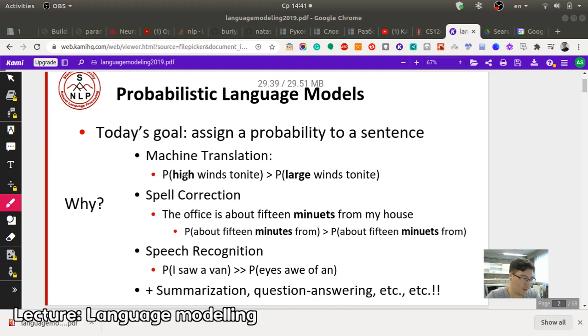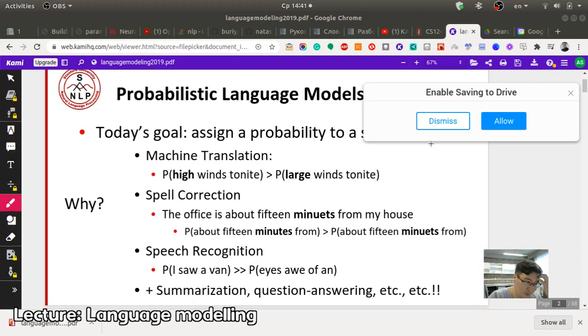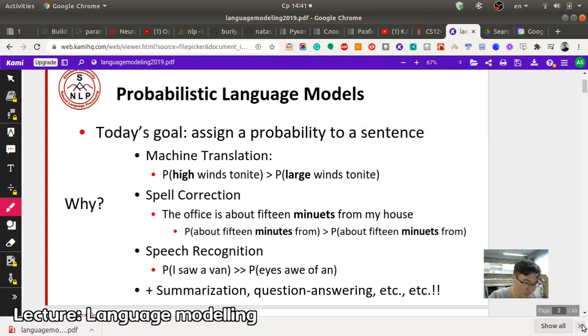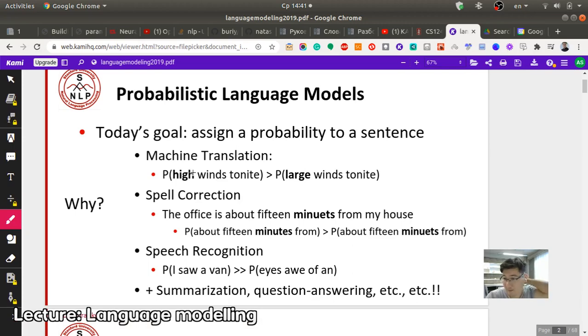As you see, for example, "high winds tonight" and "large winds tonight". One word is more possible, like in Russian, "высокий" or "длинный". If you are using it regarding a person, the word "высокий" can be used for a person, but you cannot really use "длинный" человек because it means something different. You can use it, but it will be less likely. So we can use it in machine translation: you translate the sentence, you have two possible words, and you can say this one is most probable, so this must be used.